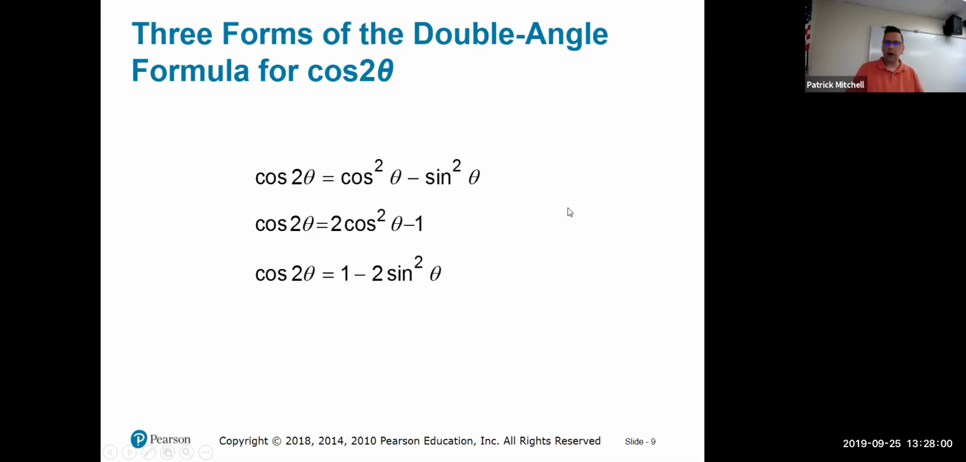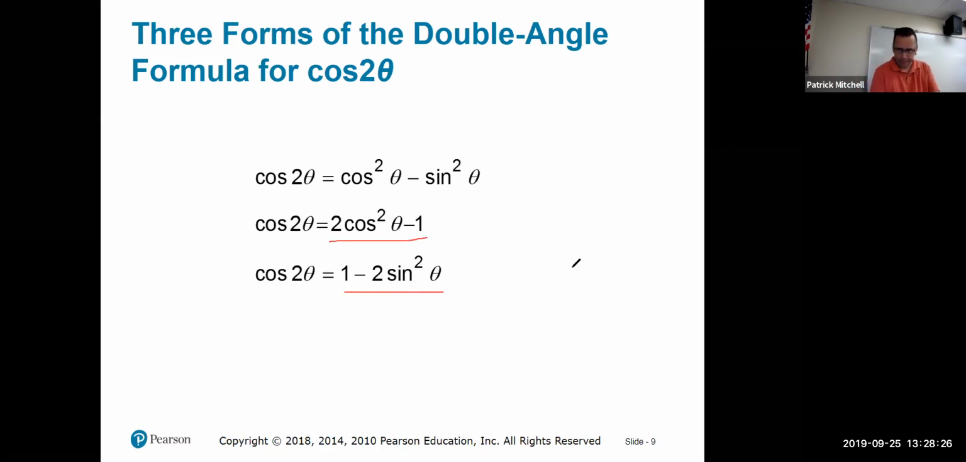All right. There are 3 different forms for the double angle formula for cosine. So up top here is the one that I've already shown you. And it turns out that that's the same thing as this, and it's the same thing as this. And let me explain why, and then explain what good this does you.